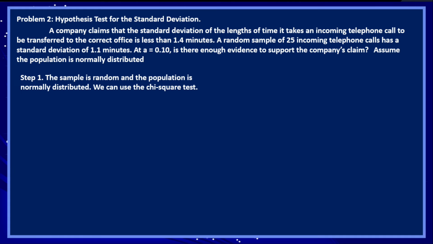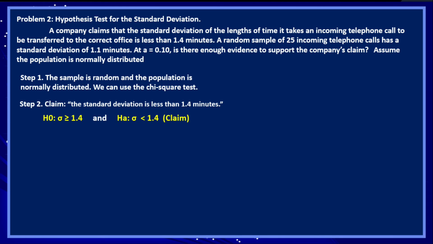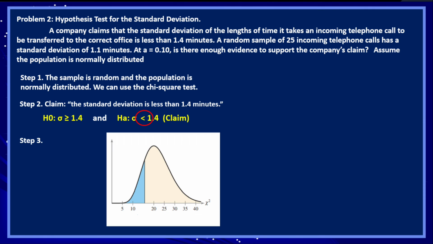For the next step, step 2, state the claim and identify the null and alternative hypotheses. In this example, the claim is the standard deviation is less than 1.4 minutes. So the alternative hypothesis is σ less than 1.4, which is the claim, and the null hypothesis is σ greater than or equal to 1.4. For our step 3, since our alternative hypothesis is using a less than sign, our test is a left-tailed test. So our level of significance is 0.10 and the degrees of freedom are 25 minus 1 equals 24.